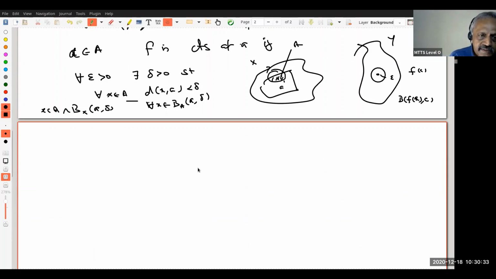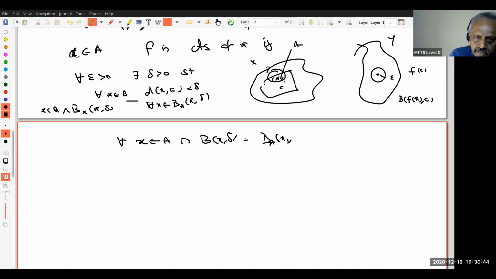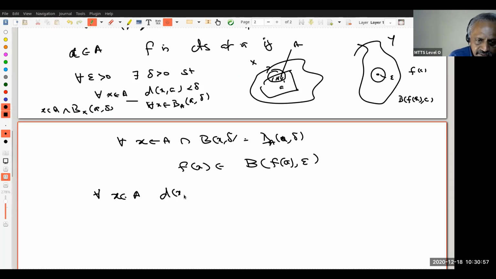Okay, there is a delta such that for every x in A intersection B(a, delta), which is the same as B(a, delta), what should happen? f(x) lies in the open ball B(f(a), epsilon). This is the same as saying for every x in A, distance between x and a less than delta implies distance between f(a) and f(x) is less than epsilon.